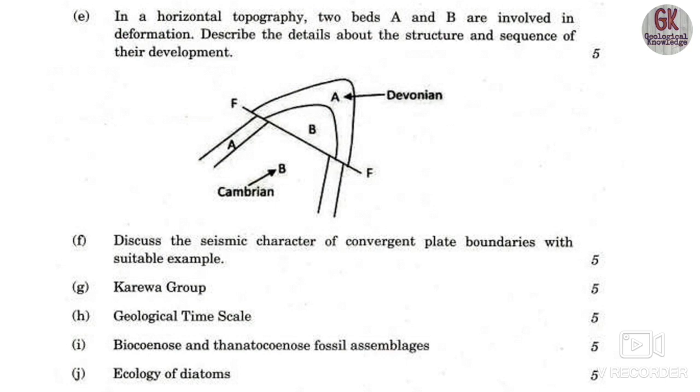Question number 1E. In a horizontal topography, two beds A and B are involved in the deformation, and you have to describe the details about the structure and the sequence of their development. Okay, so here the diagram is given, and there is a fault.